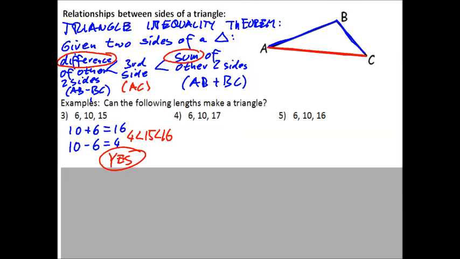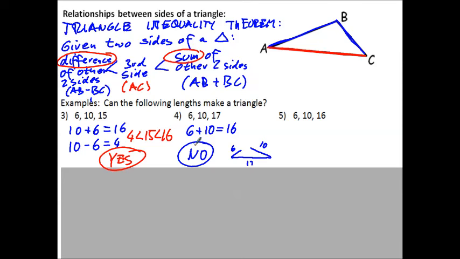Let's look at example 4. 6 plus 10 is equal to 16. So since we took the two smaller sides and added them together, we don't even have to do the difference, because we know that the larger side will always be more than the difference of the two of them. But in this case, it's also more than the sum. In other words, if you made a little picture, you would realize that one side is 17, the other 6, and the other 10. They will not be able to join and form a triangle. Therefore, the answer is no. These three sides cannot make a triangle.